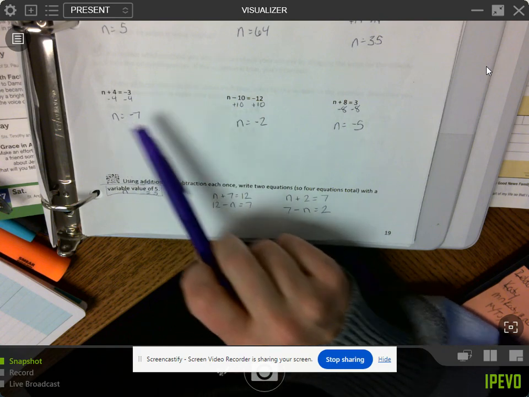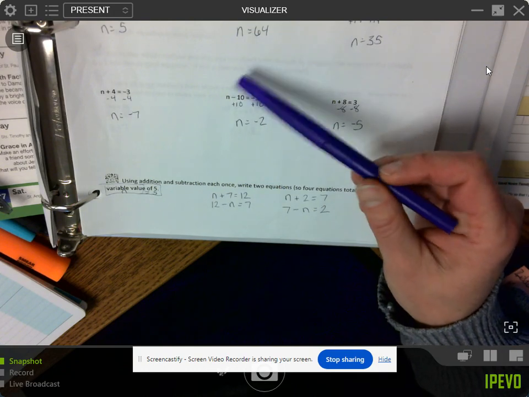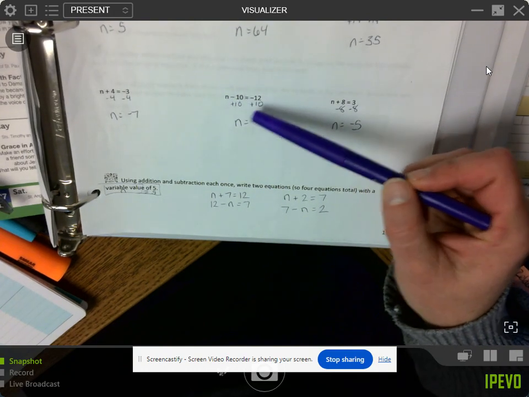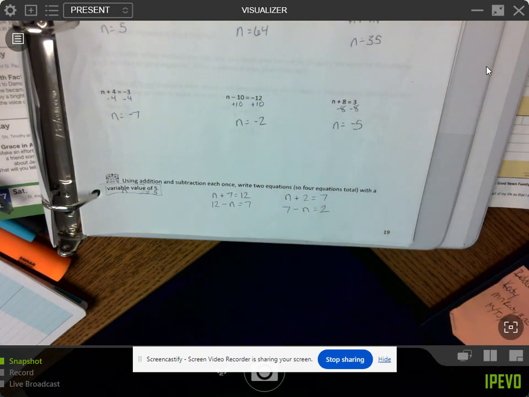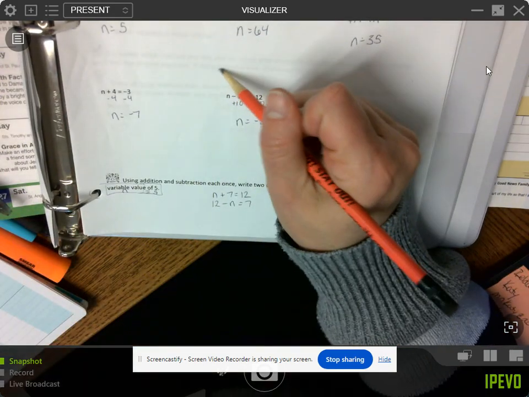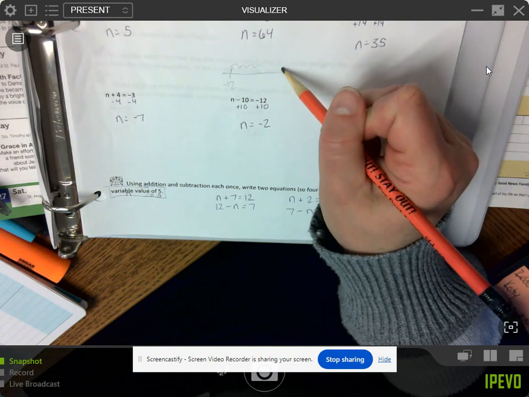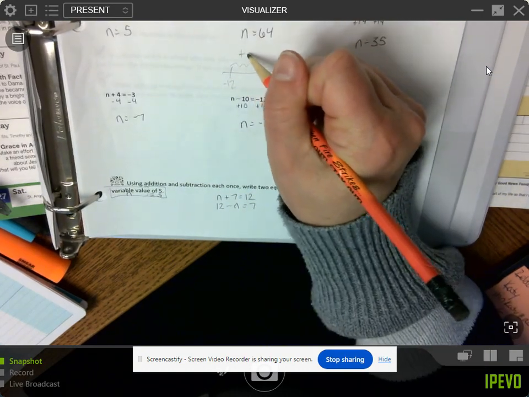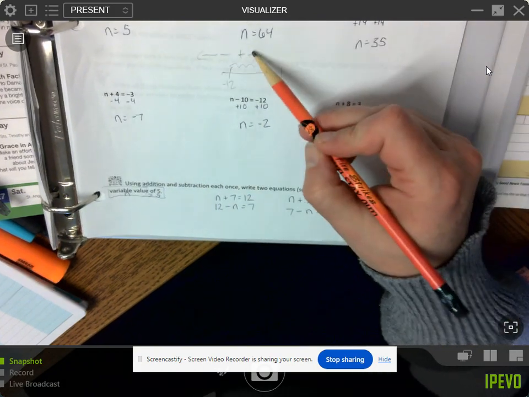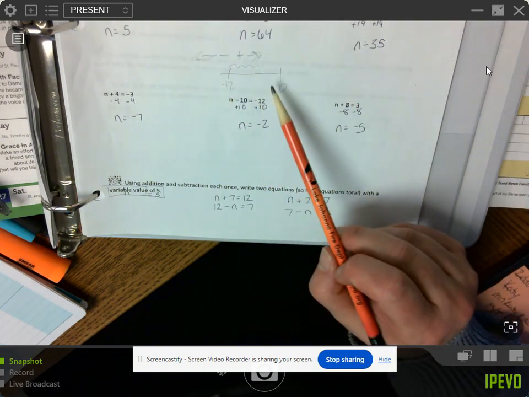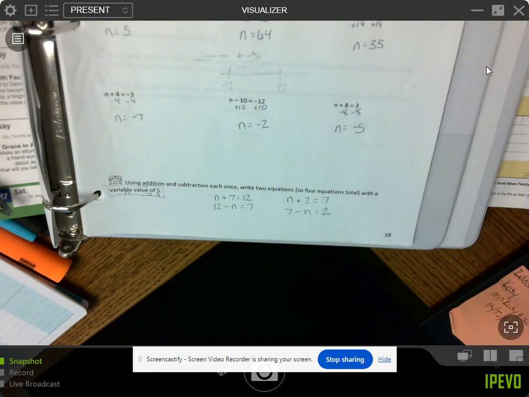So let's look at that. We have, for the middle one, Madison? So if we have n minus 10, we want to add 10. So if we're at negative 12 plus 10, we start at that number line at negative 12, and we're adding 10, so we're going to the right towards the 0. If we add, we go to the right. And if we subtract, we go to the left. So because we're adding 10, we start at that negative 12, and go to the right.